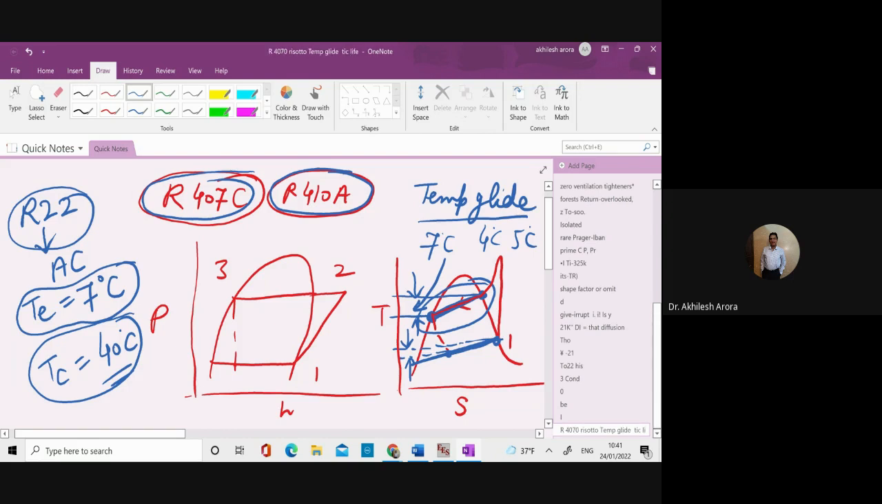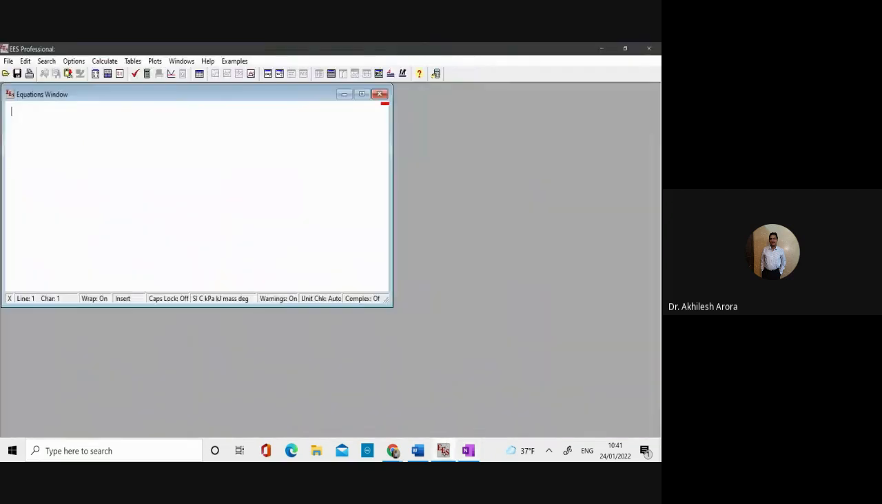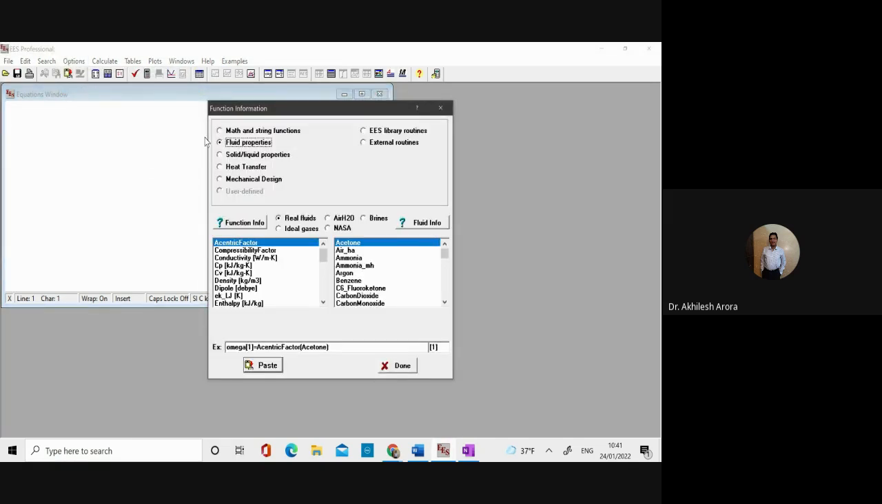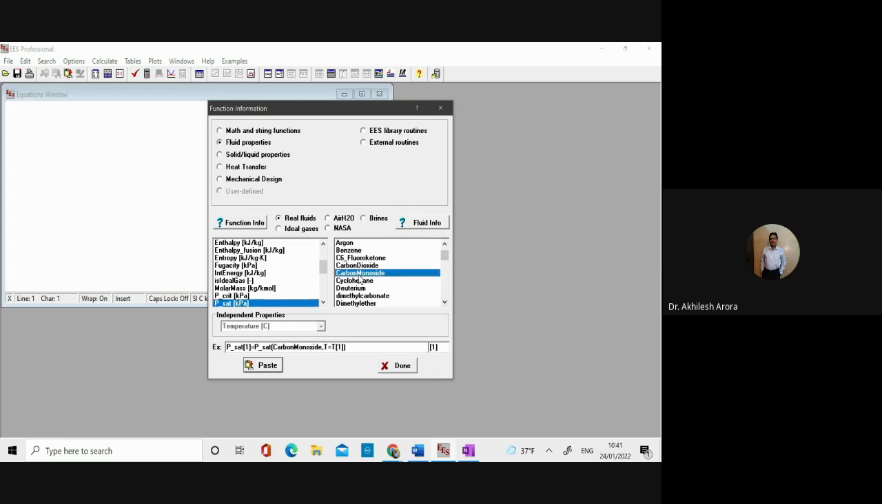Okay, so I am going to explain this fact using EES. So let us try to understand it. First of all, I go to the options window, then I open the function information, I choose the fluid properties, and then let us consider a particular pressure. I want to calculate the pressure and the independent property is temperature. So I choose refrigerant, say R407C. If it is available, I think it should be available.